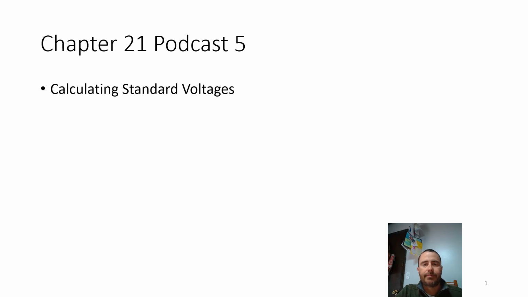Time for our fifth podcast over chapter 21, our electrochemistry chapter. And so we have finally gotten to the point where we can use our standard potential tables in order to calculate standard voltages. Just need to remember that in those standard potential tables, they're always shown as reduction potentials.